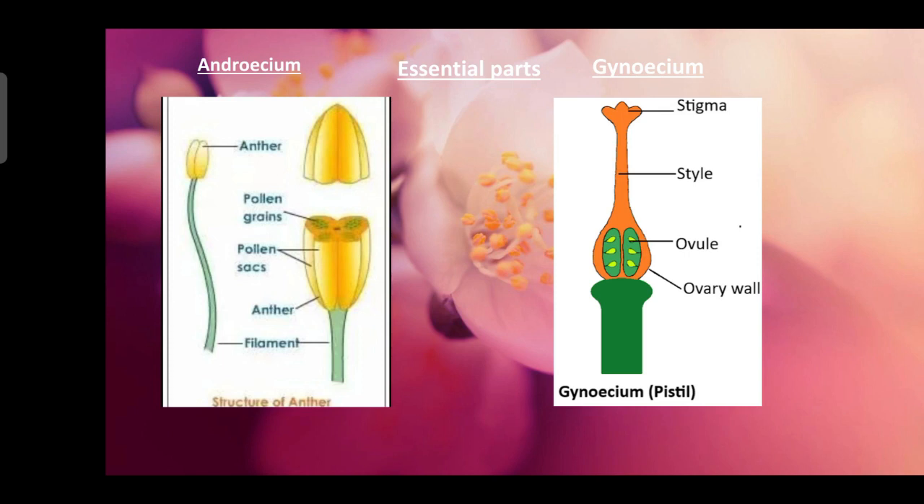Gynoecium ತಗೊಂಡಾಗ gynoecium can also be called by another two names, pistil or carpel ಅಂತ ಹೇಳ್ಬೋದು. It represents the female part of the flower. It has three parts: ovary, style and stigma.